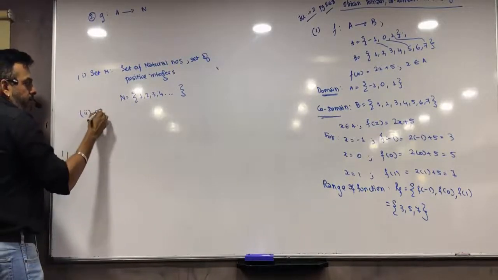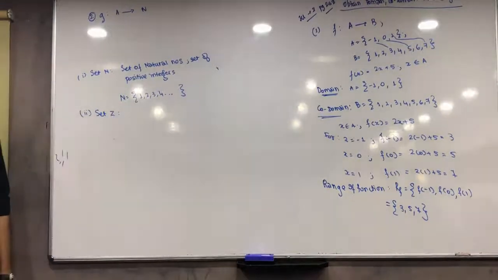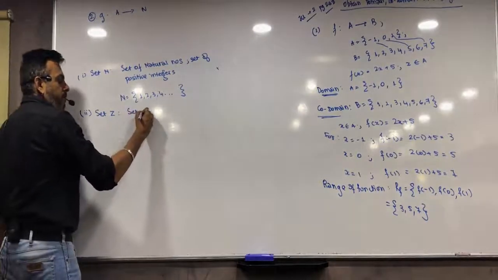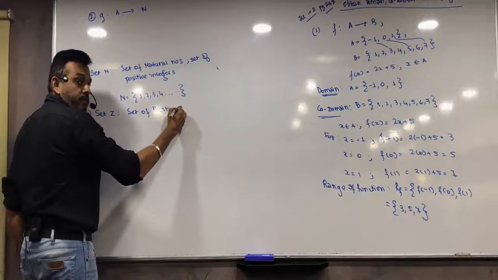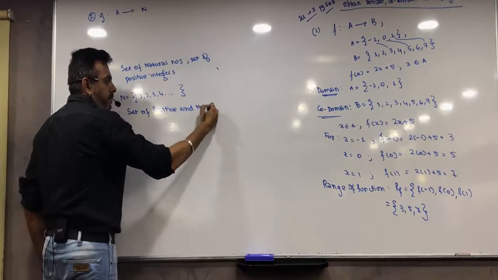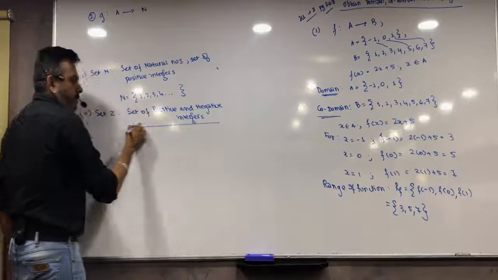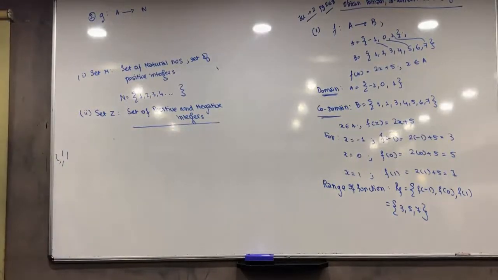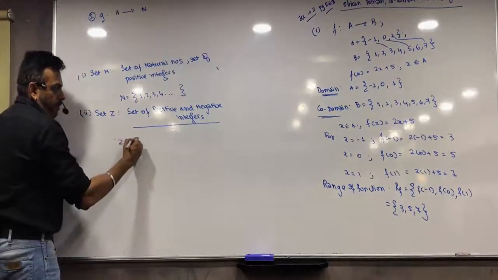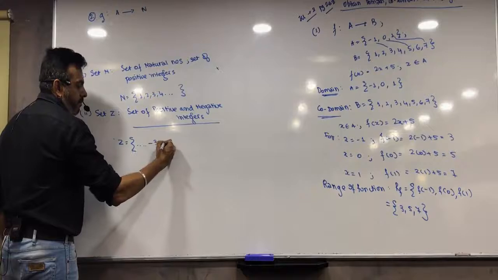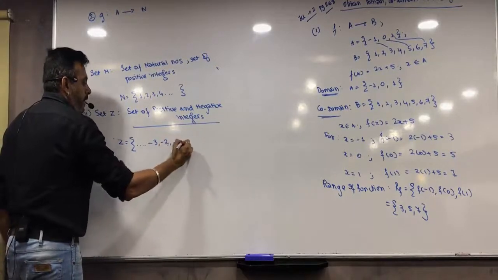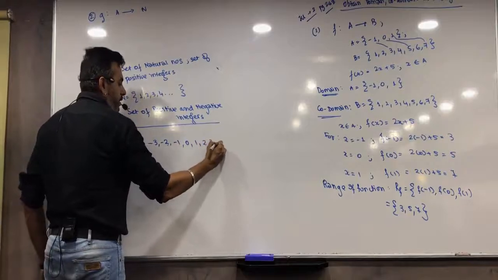Second, set Z. Set Z is a set of positive and negative integers. So Z is equal to {..., -3, -2, -1, 0, 1, 2, 3, ...}.